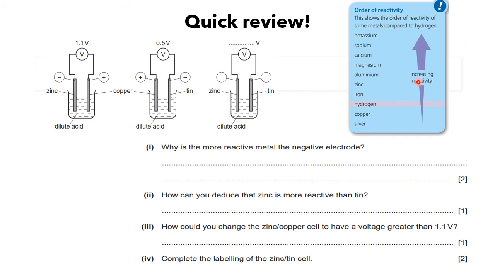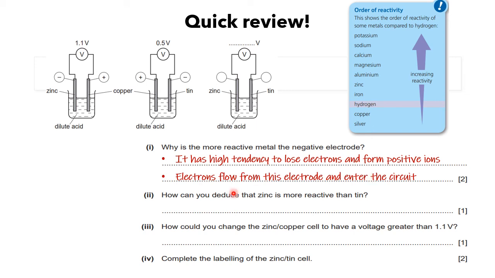Okay, based on the reactivity series of metal, dia dah bagi tahu kat awak lah kat sini. Okay, zinc is more reactive than copper, so zinc will act as a negative terminal, copper positive. Okay, tin is more reactive than copper, so tin will act as a negative terminal. Zinc and tin. Okay, nanti kita tengok. Right, question number 1. Why is the more reactive metal the negative electrode? Jawapan dia because more reactive metal has higher tendency to lose electrons and form positive ions. Okay, 2 markah.